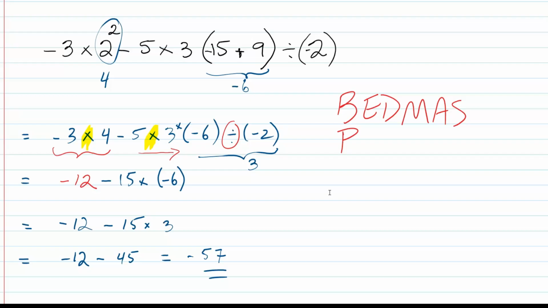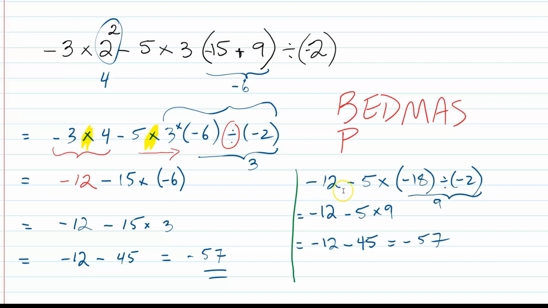Okay, now let's double check, make sure that we have done this correctly. Now if you do it the other way, you should still get the right answer. All right, so that means if you do this first, and let's see if that's true. So here it is, -12 minus 5, and left the -5 alone, and then I said times, and then 3 times -6 divided by -2.